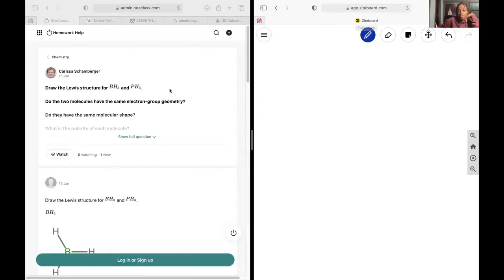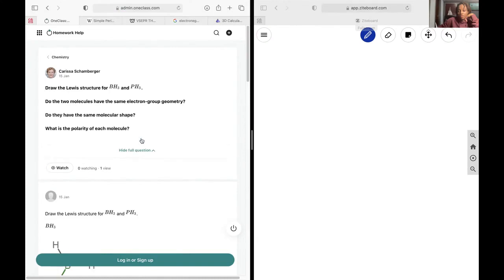Okay, next up, I would like the Lewis structure for BH3 and PH3. Do the two molecules have the same electron group geometry? Do they share the same molecular shape? Okay, so let's start with BH3.